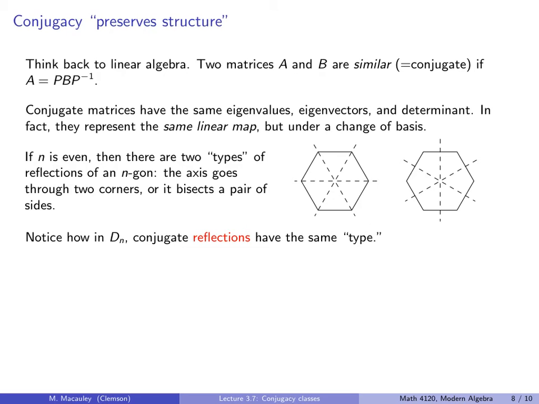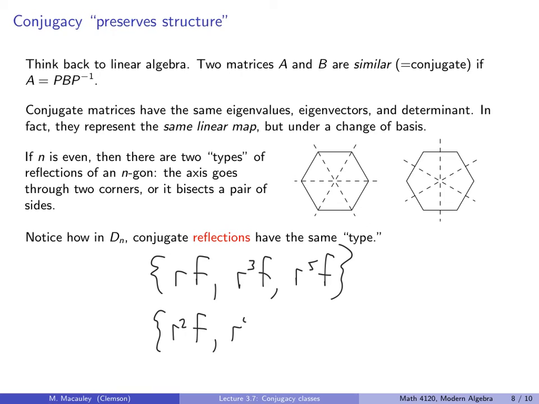In the previous example we saw, the conjugate reflections were r f, r cubed f, and r to the fifth f. That was one conjugacy class. And the other one was r squared f, r to the fourth f, and r to the sixth f, which is actually just f. And I claim that one of these classes represents this type of reflection, and the other one represents this type of reflection. And I'll let you verify that on your own.